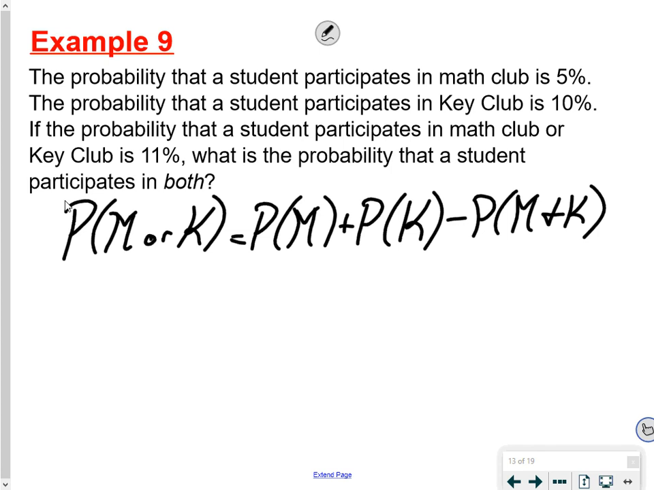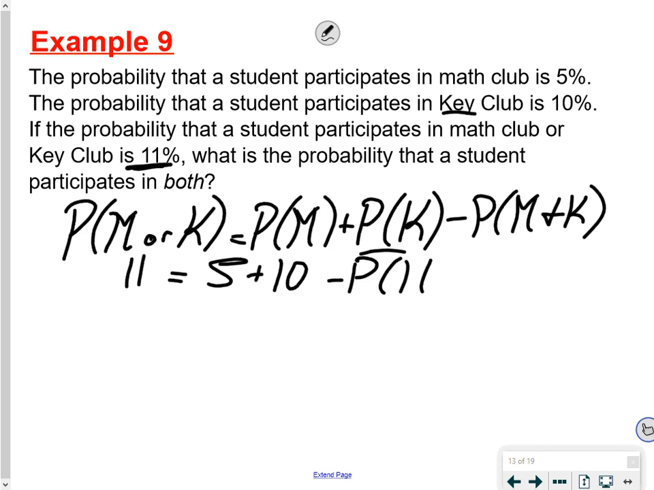All right, so the or was 11%. Math club was 5%. Key club was 10%. And we're just figuring out what is the intersection here. Okay, what's the probability that they participate in both? Like I said before, the math doesn't add up here, right? We had 15 and we had 11. We can just find the difference.